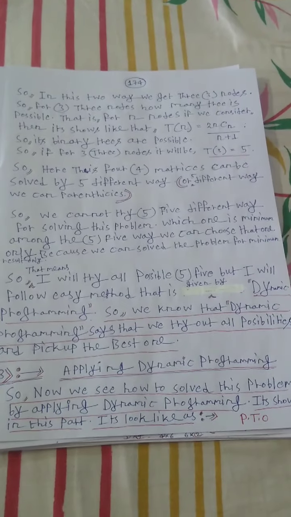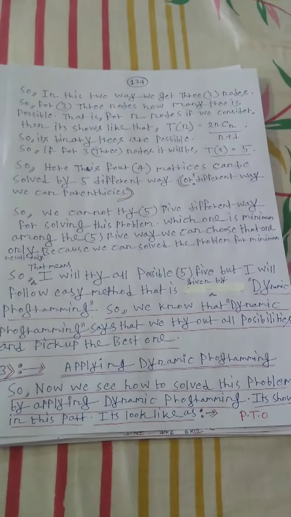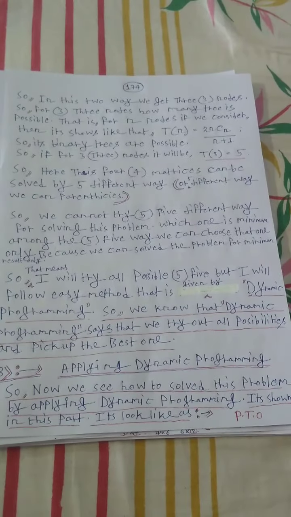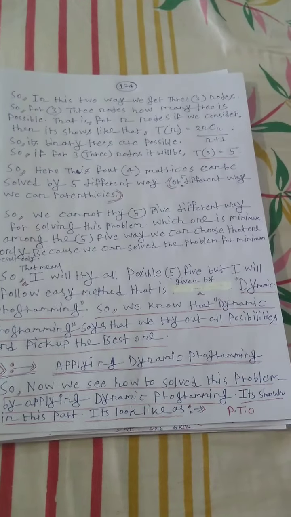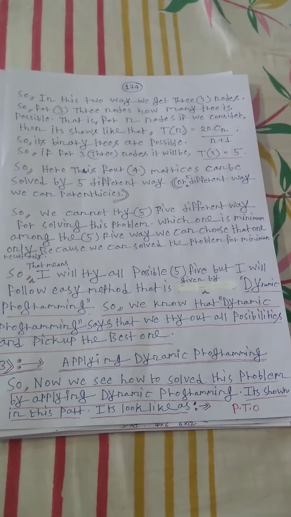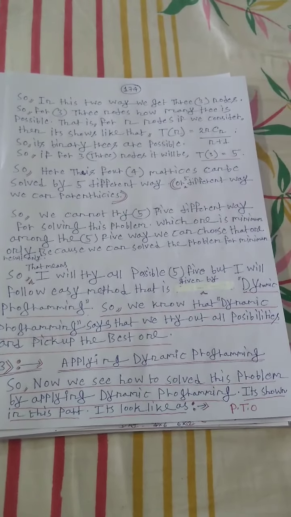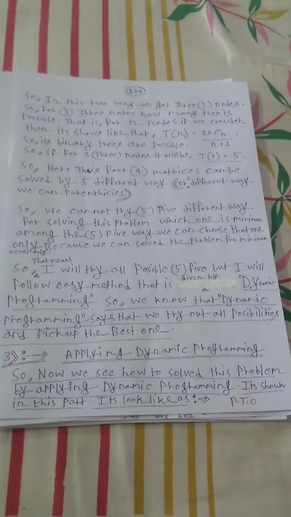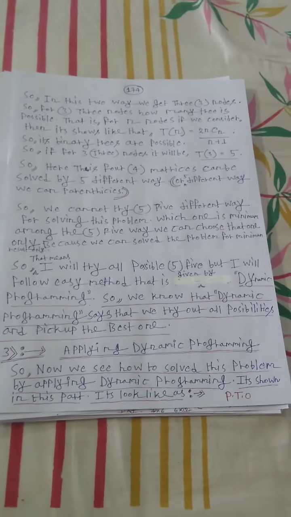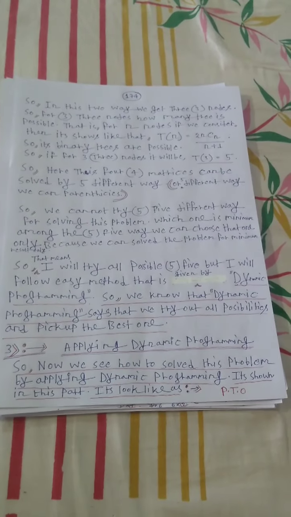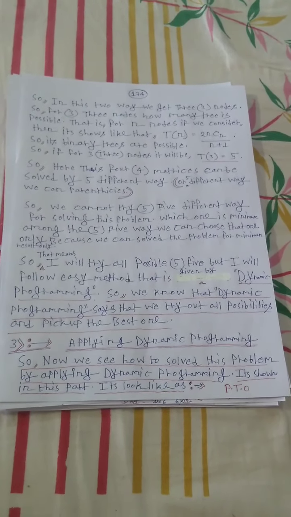So for 3 nodes, how many trees are possible? For n nodes, if we consider, then Tn is equal to 2n Cn divided by n plus 1. So for 3 nodes, T3 is equal to 5. So here 4 matrices can be solved in 5 different ways, or 5 different ways we can parenthesize. That means I could try all 5, but I will follow the easy method given by dynamic programming. We know that dynamic programming says that we try all possibilities and pick the best one. Next, we will apply dynamic programming to this particular problem.